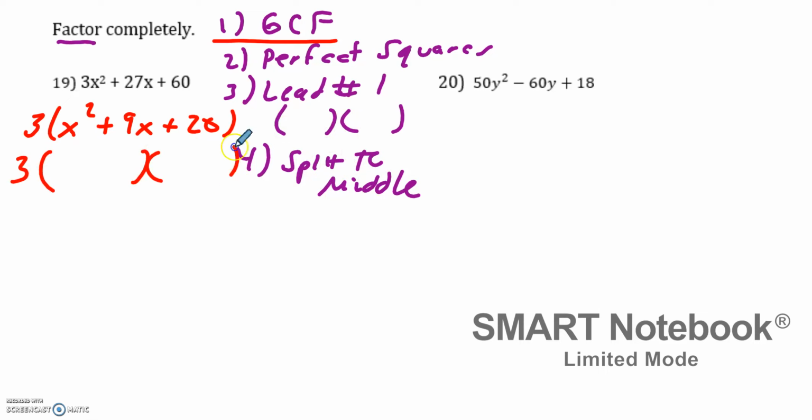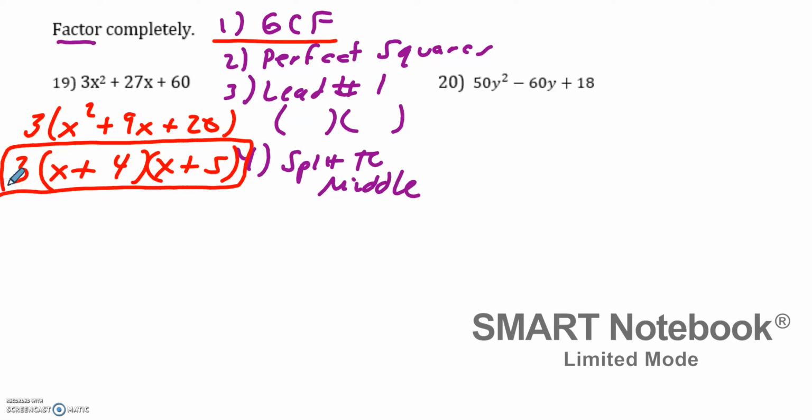So because I have x squared, I know I can keep factoring. The two numbers that multiply to be 20, that add to be 9, are 4 and 5. So this is my final answer here for number 19, because I am not solving, just factoring.